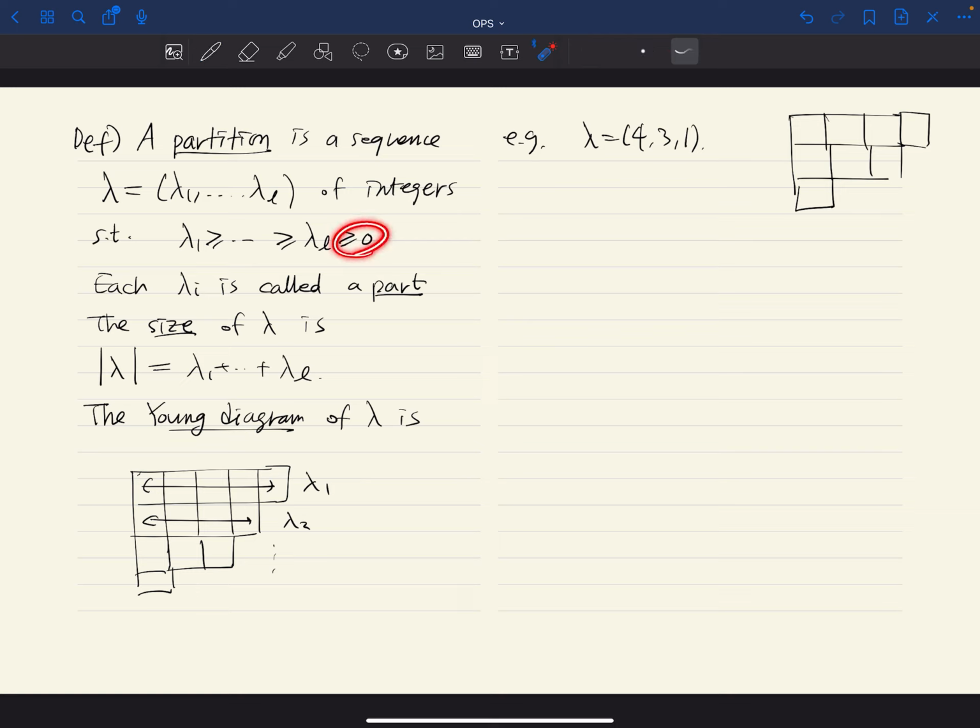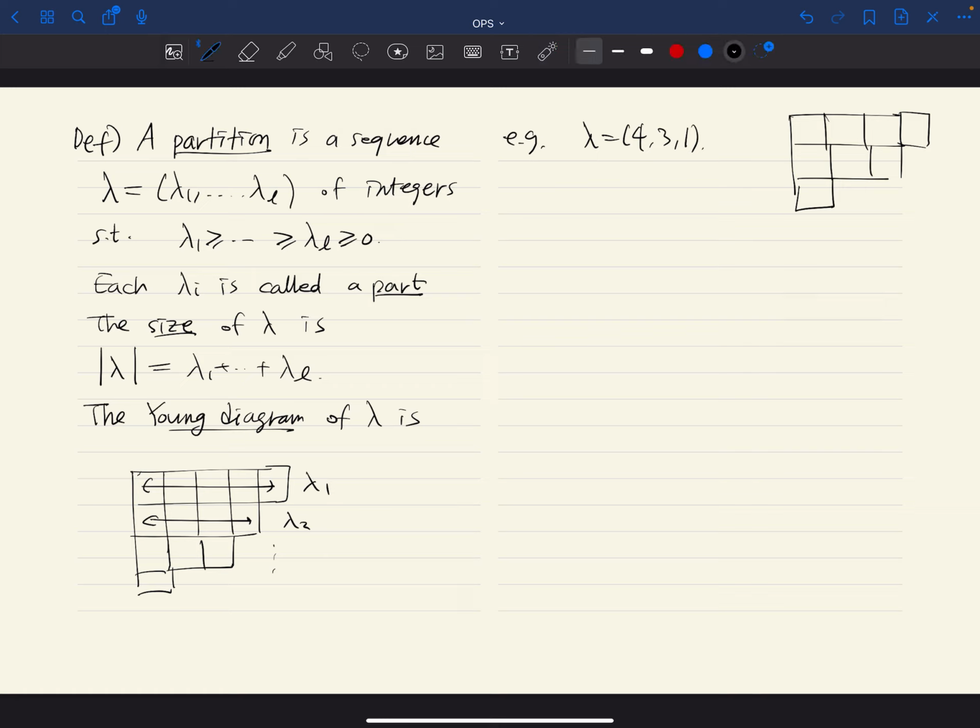And oftentimes we just ignore zeros. Whenever you add zeros or delete zeros, they are all considered to be the same partition. So they don't appear in the Young diagram.